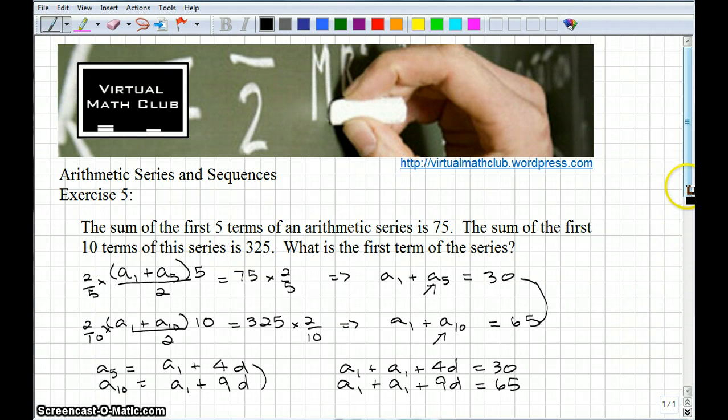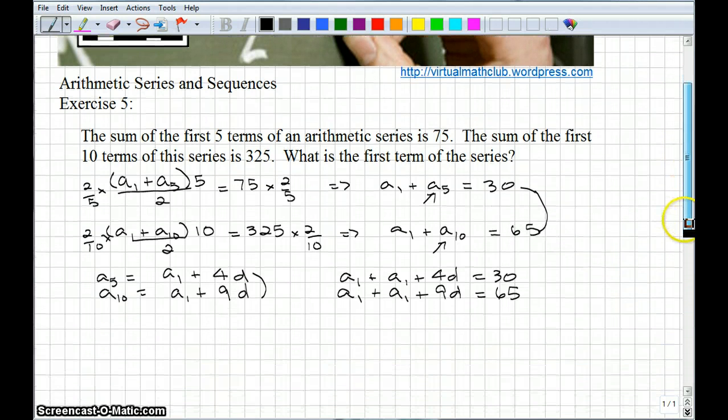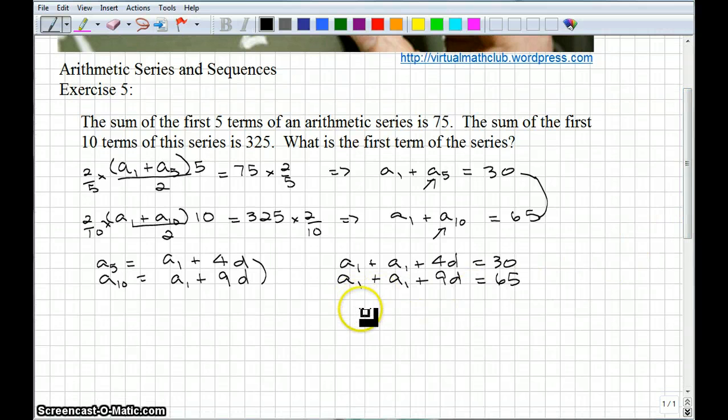I need to simplify these equations a little to make them easier to work with. Let's rewrite these. a1 plus a1 is 2a1. So I have 2a1 plus 4d is equal to 30, and 2a1 plus 9d is equal to 65.